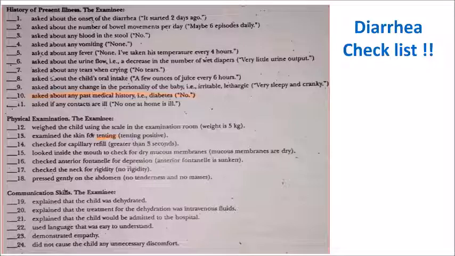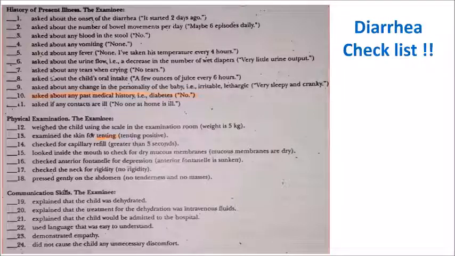The next one: check the capillary refill. Greater than 3 seconds is a feature of peripheral circulatory failure. Okay, then look inside the mouth to check for dry mucous membranes, especially a dry tongue. Then check the anterior fontanelle for depression. In a very young baby, the fontanelle will be depressed in severe dehydration.